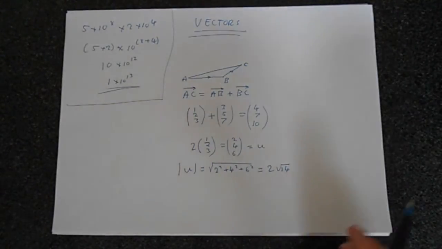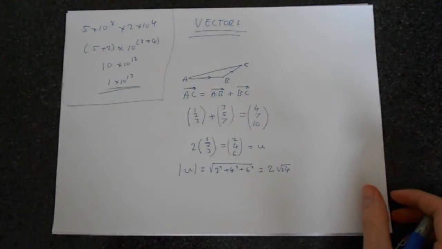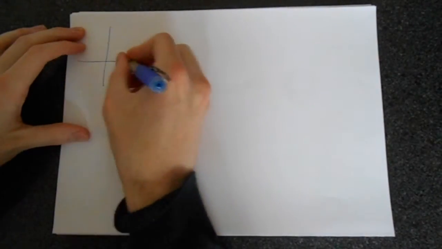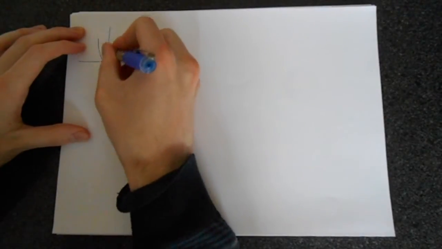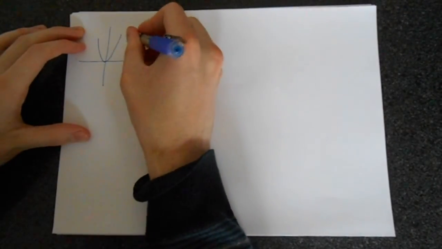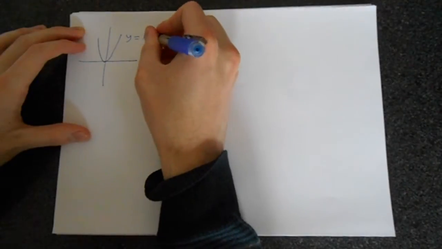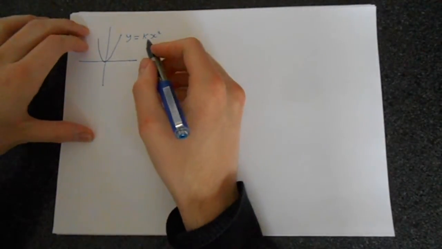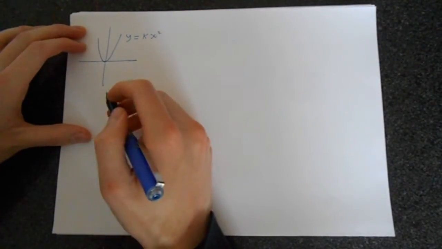Right, so let's move on to some other stuff that you have to be able to do. So often you're having to work with graphs and equations of lines. So say you had a graph something like this, and well, you know this has the equation y equals kx squared. There's no plus c because this is nice and going through the origin.